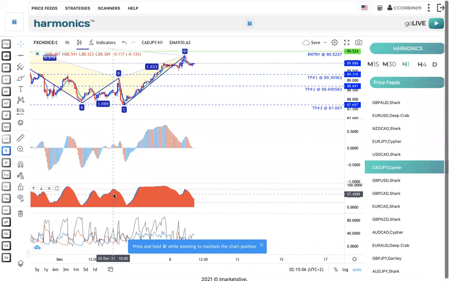Sell limit for CAD JPY, and please, please, please use proper risk management, especially if you're going to be getting into more than one trade. So your EP is going to be 90.5237. The TP is going to be 89... that's kind of low. The TP is going to be 89.751.